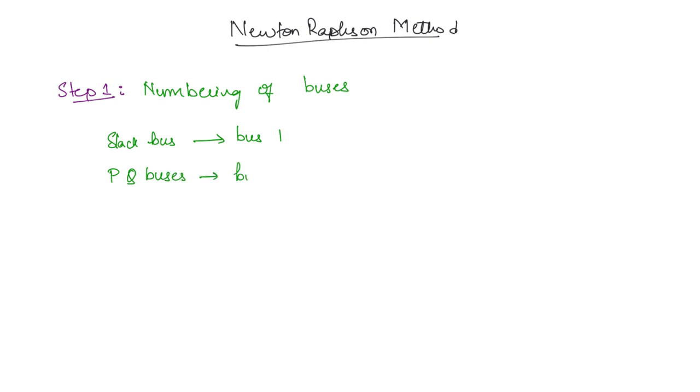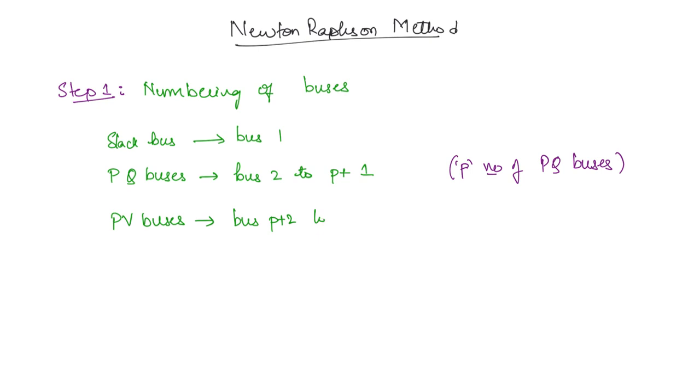This will be from bus 2 to P plus 1, given that there are P number of PQ buses. And the PV buses you will name from bus P plus 2 to N, because N is the total number of buses present in the system that we are dealing with. So this is the first step.